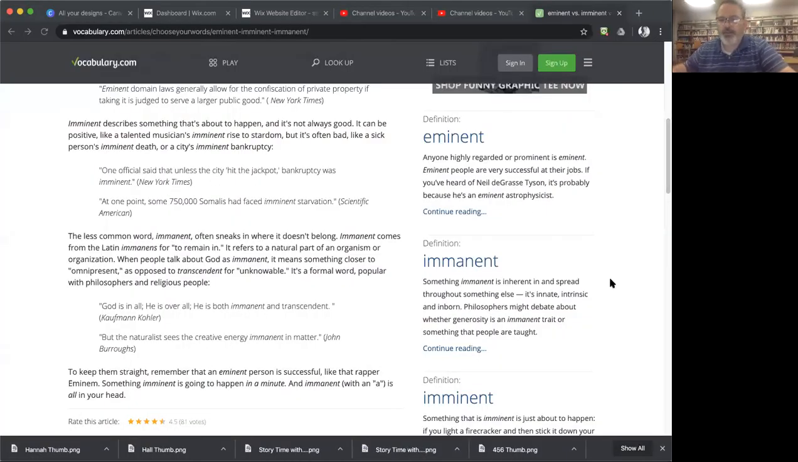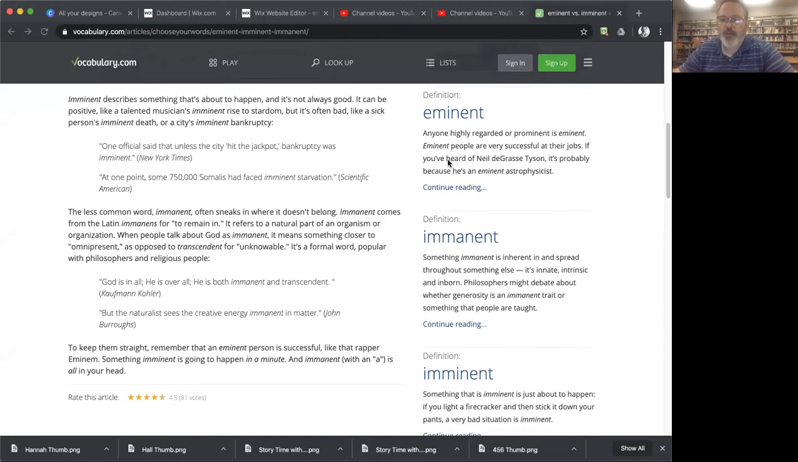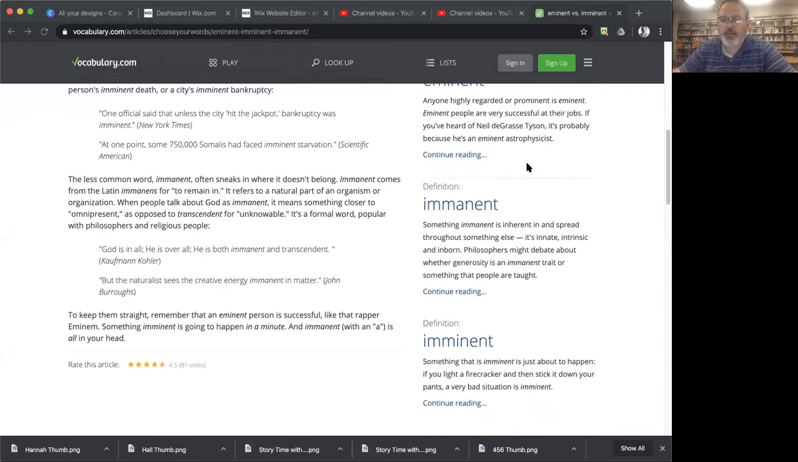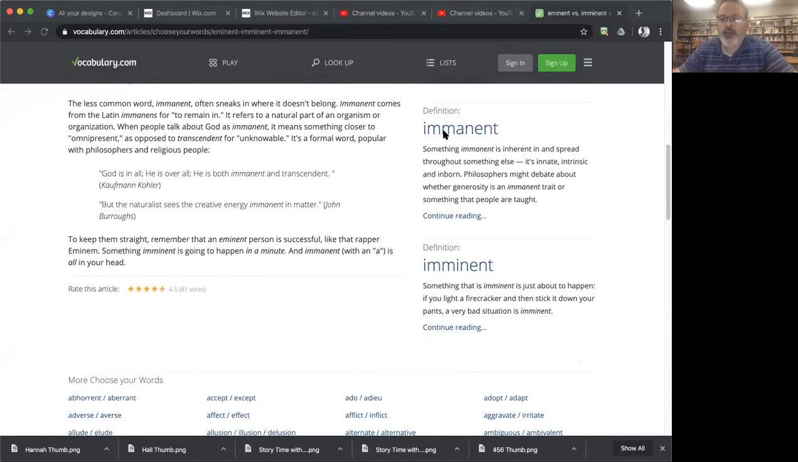All right, let's look at this. Definition of eminent with an E-M-I-N-E-N-T. Anyone highly regarded or prominent is eminent. So the eminent professor. Eminent people are very successful at their jobs. And then immanent with an I, something immanent is inherited in and spread throughout something else. It's innate, intrinsic, and inborn. It existed from the very beginning, is what that meant. So philosophers might debate about whether generosity is an immanent trait or something that people are taught. So were you born with it or not?